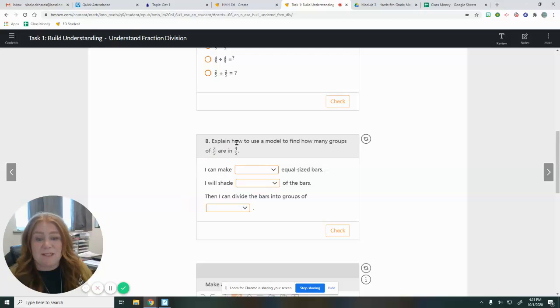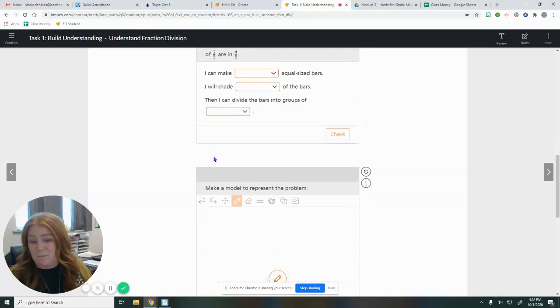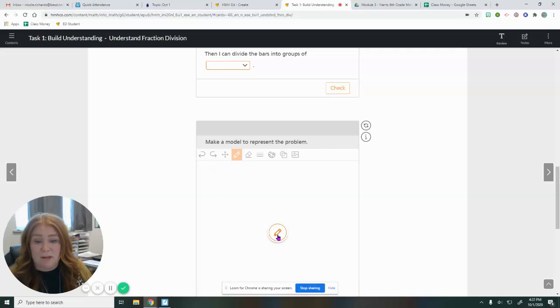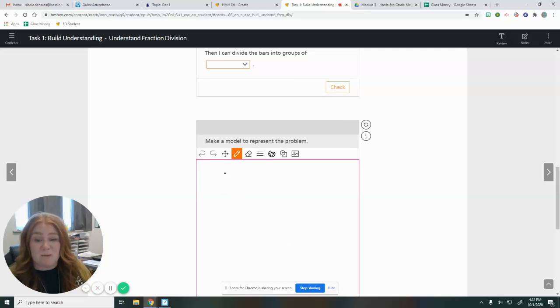Then we're going to explain how we would use a model to find how many groups of 2/5 are in 4/5. So we make our whole thing. If I was making the entire thing, that would be 5/5. So I would want 5 equal bars, but I only have 4 of them. And then I'm putting them into groups of 2. So we're going to make a model to do that. So be sure to do this with me.